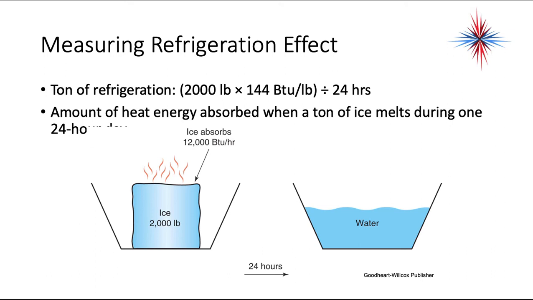And the reason we use 144 BTUs is because it takes 144 BTUs to melt 1 pound of ice, from 32-degree ice to 32-degree water. Okay. So 1 ton of refrigeration is 12,000 BTUs per hour. That's where the ton comes from. A ton of ice times 144 BTU per pound over a 24-hour period. Ice absorbs 12,000 BTUs per hour to melt it to water.